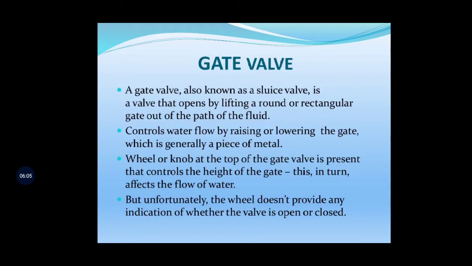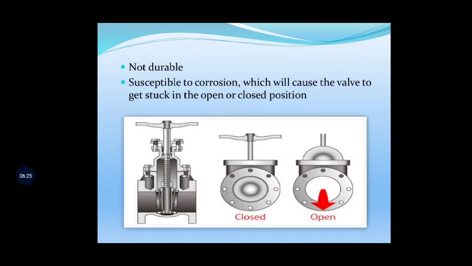Next is gate valve. This is also known as sluice valve. This valve opens by lifting a round or rectangular gate out of the path of the fluid. It controls the water flow by raising or lowering the gate, which is generally a piece of metal. So this is a picture of valve, gate valve or sluice valve.